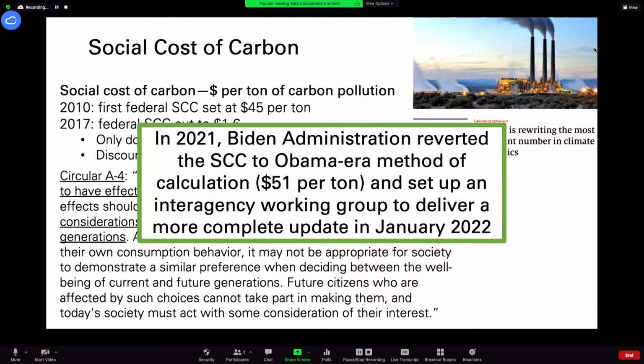Okay, so in 2021, the Biden administration reverted the social cost of carbon to the Obama era method of calculation, now estimated at $51 per ton. They also set up an interagency working group to deliver a more complete update in this coming January.